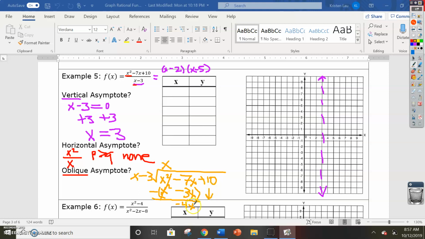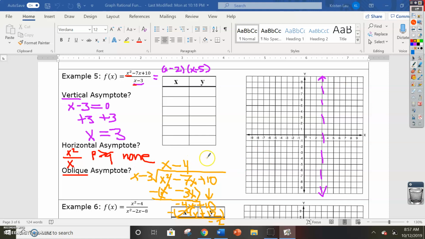Then I'm going to bring down this plus 10. So x times negative 4, that is negative 4x. Negative 3 times negative 4 is positive 12. I'm going to subtract these two quantities. So that's 0. 10 minus 12 is negative 2.